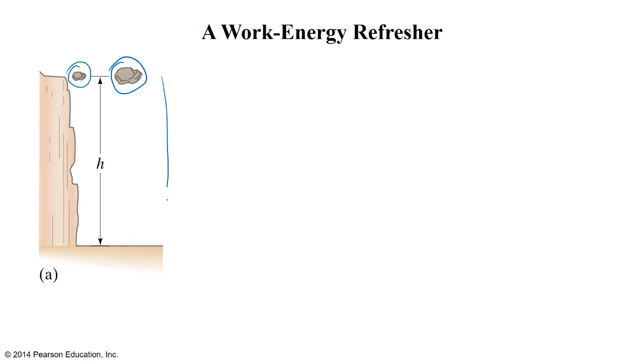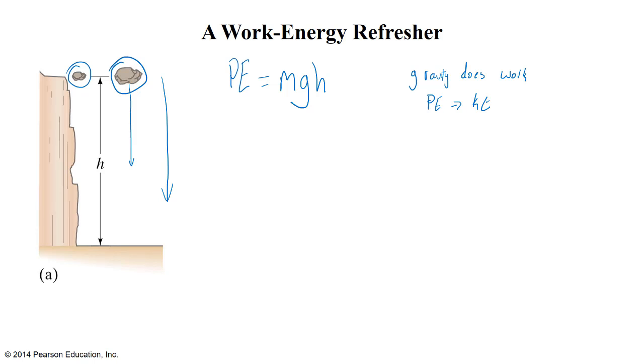They're in Earth's gravitational field, which is uniform and in this direction. And we know that their gravitational potential energy is given by their mass times the gravitational field that they're in, g, times their height. Their gravitational potential energy is mgh. We also know that as these things fall to the ground, the gravity is doing work. And that work is changing the potential energy into kinetic energy.